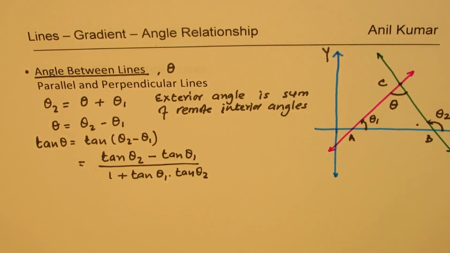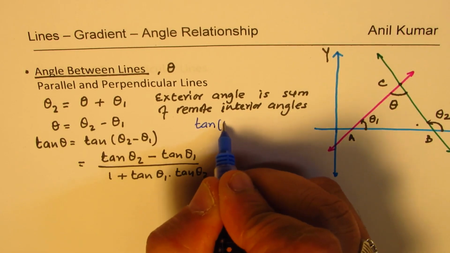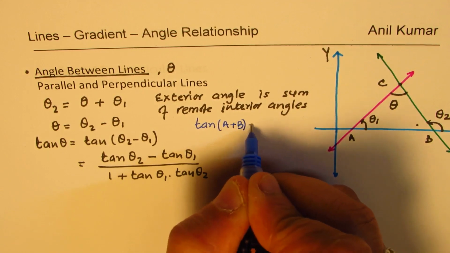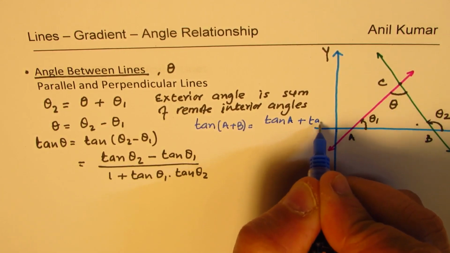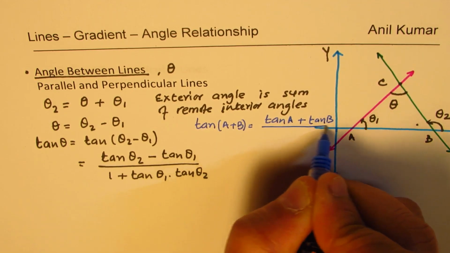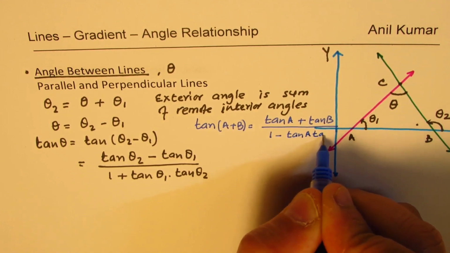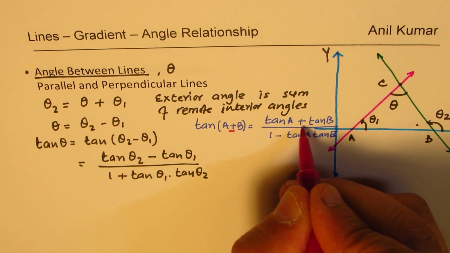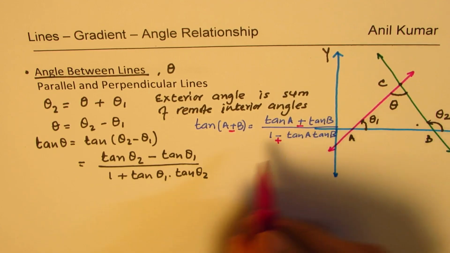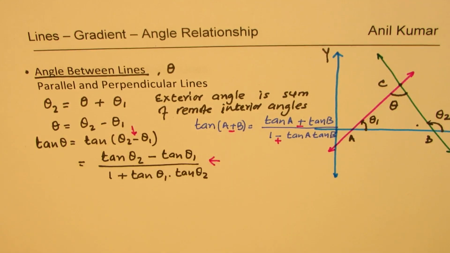Correct? So this is the trigonometric formula, which you know, what is tan of A plus B equal to. So you know tan of A plus B could be written as tan A plus tan B divided by 1 minus tan A tan B. However, if you have a negative here, then the signs are like this. Is that clear? The ones which we have used here, since we have negative, correct? So that is how you could write.